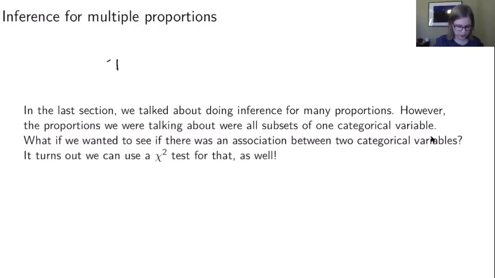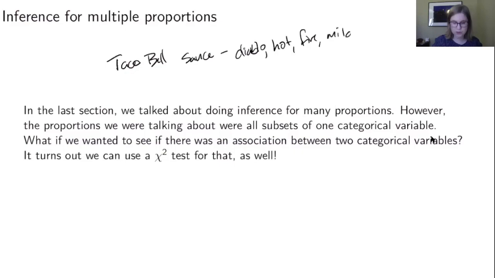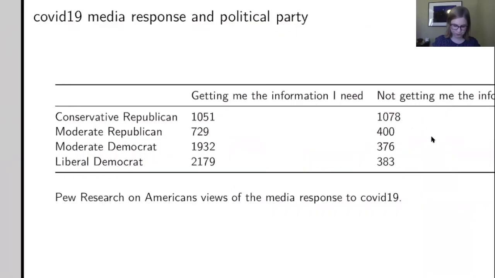So we were talking about Taco Bell sauce, and that had a bunch of categories, right? It had Diablo, hot, and fire, and mild. So that's just one categorical variable. But we can also do a test for an association between two categorical variables, and we would use a chi-square test for that kind of inference as well.